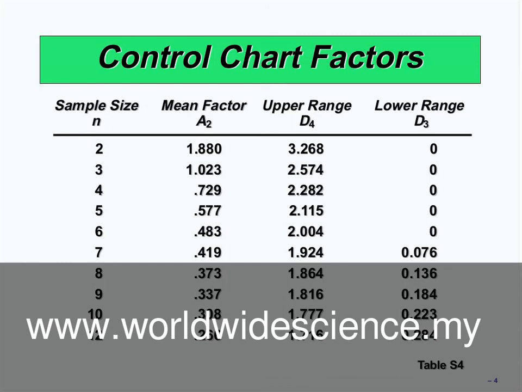Okay. When sample size or n is 5, D4 is 2.115, and D3 is 0. Okay? Is it clear?